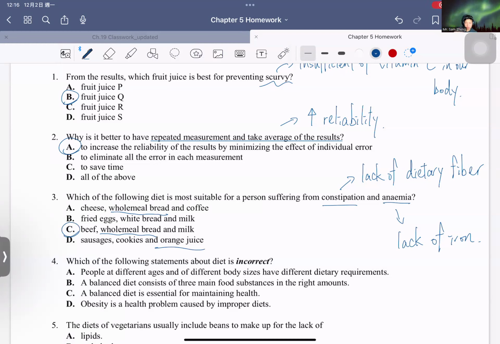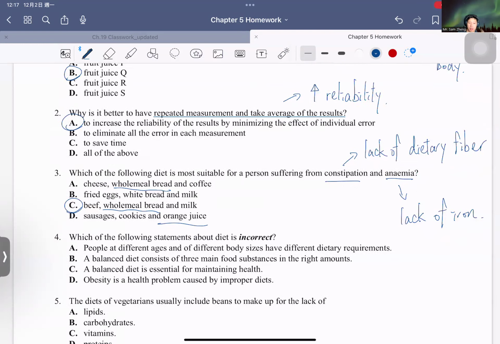So, but if you look at the textbook, in fact, the wholemeal bread contains more dietary fiber than the orange juice. So therefore, it will be better for us to have the beef, wholemeal bread, and also the milk as a better diet for the person who is suffering from these two diseases.